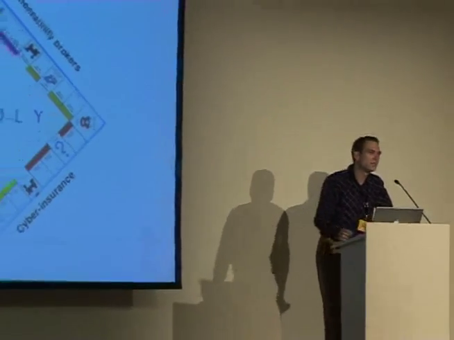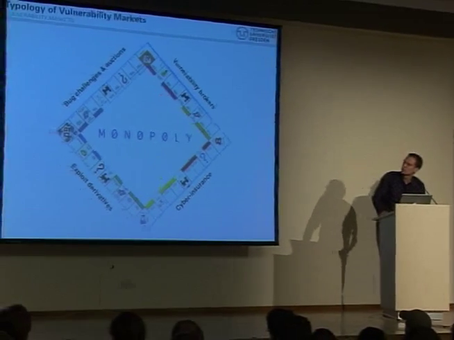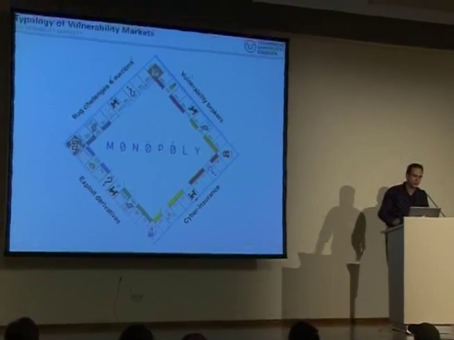So what does the market look like? It's like a monopoly game. And now let's move around, starting from Go, and looking at the different types, 4 different types of vulnerability markets. The first one is the one which I call bug challenges and bug auctions.